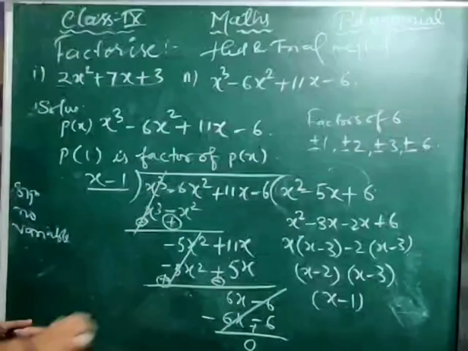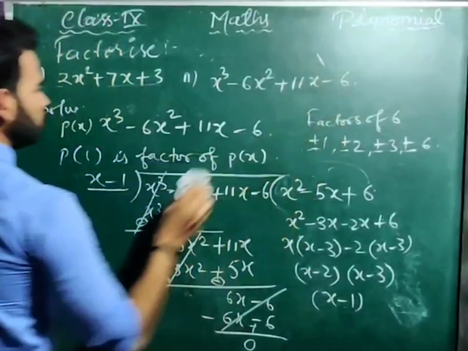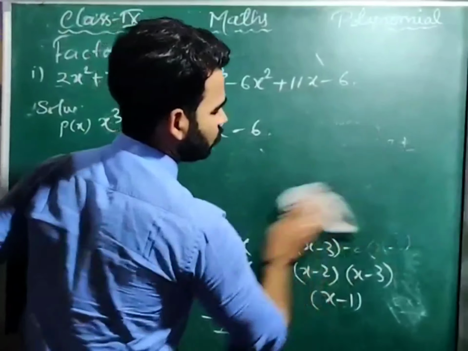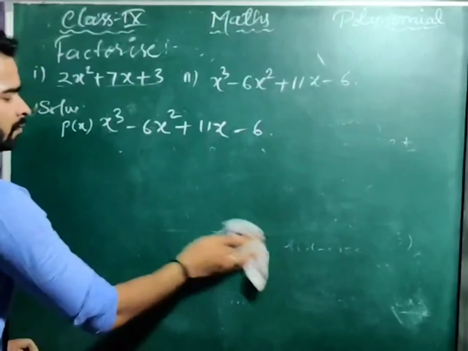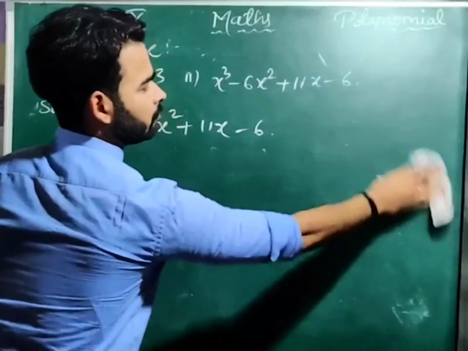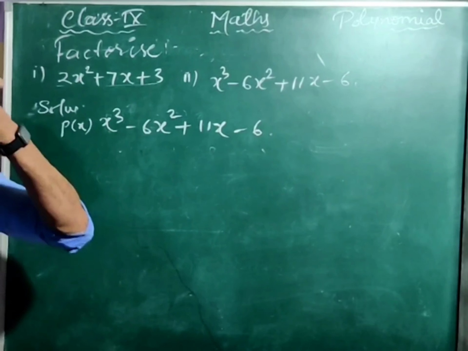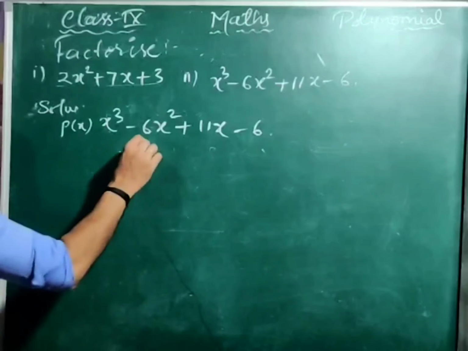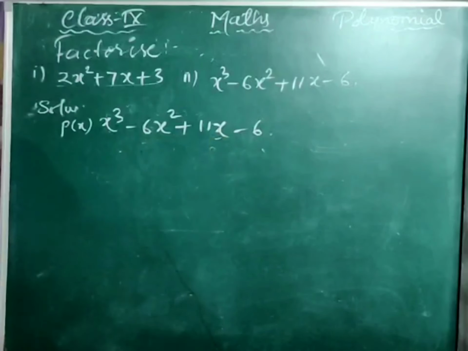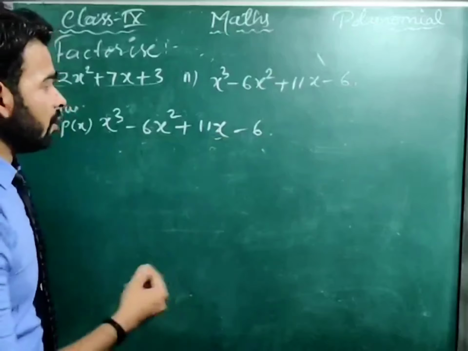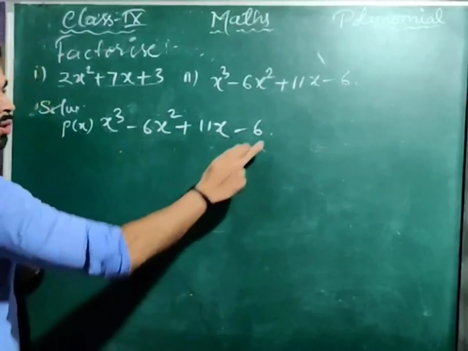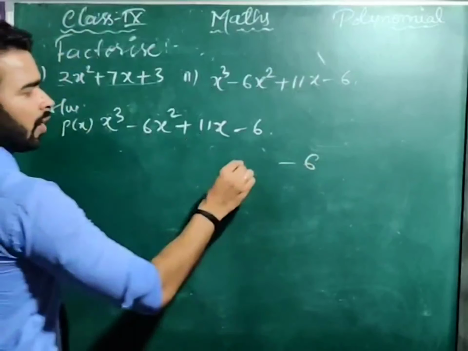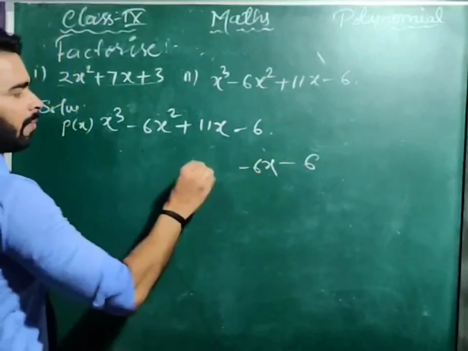Now let me tell you one more easy trick. You have to use your mind a little bit to solve such types of questions by splitting the middle term. You should also understand. So here is a cubic polynomial and we have to factorize it by splitting the middle term. So for quadratic it is easy, but in cubic what will we do? Go to the constant term, write down minus 6. Now break the 11 in minus 6. So we will write minus 6x. What we will get? Minus 5x.